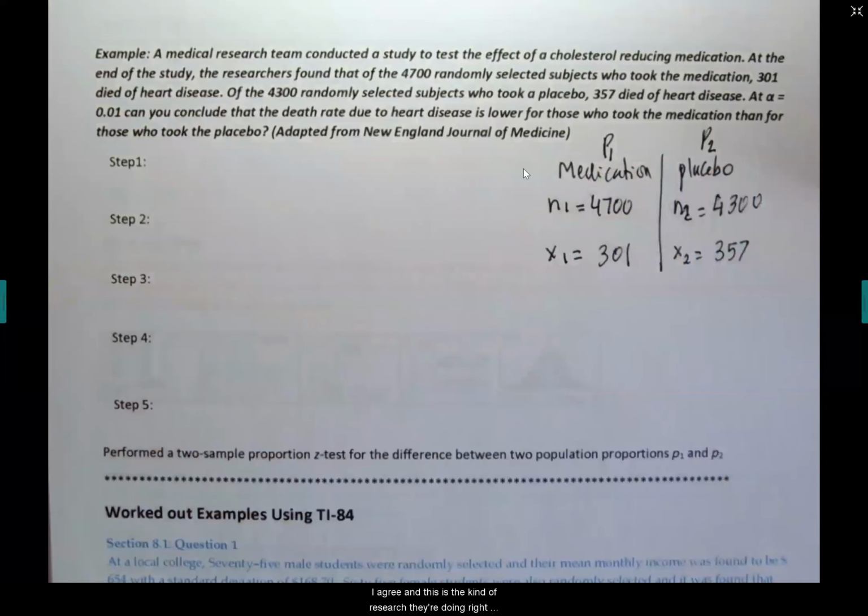I agree. And this is the kind of research they're doing right now, guys, to come up with a cure or a vaccine for COVID-19. This is what the scientists have been asking for, to do controlled group studies. They bring in two groups. One group will get the medication, another group will get nothing, and then they compare the effectiveness of the medicine.